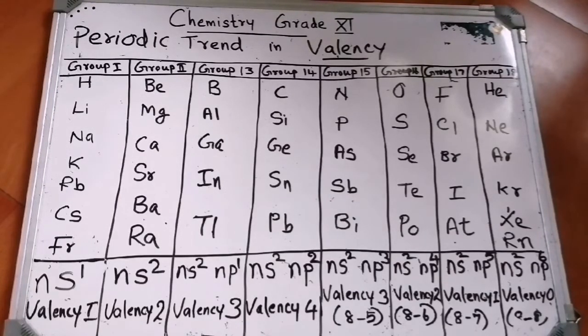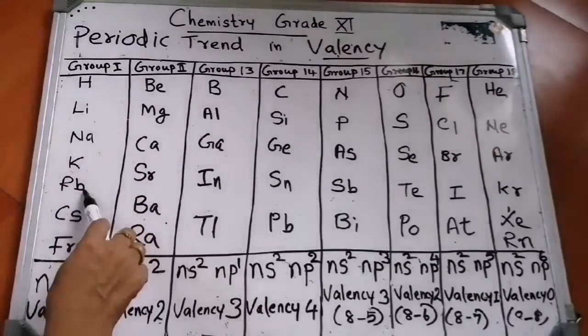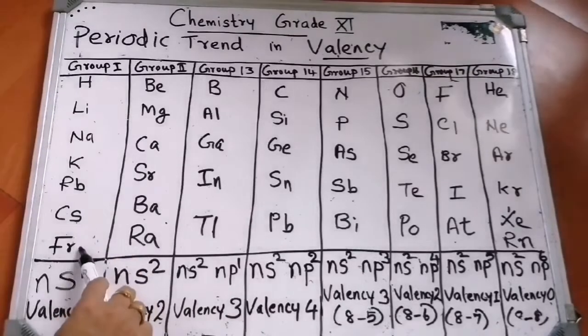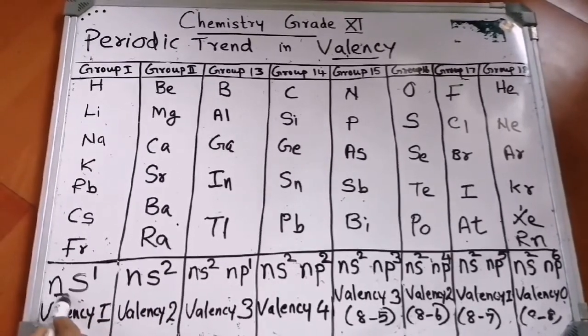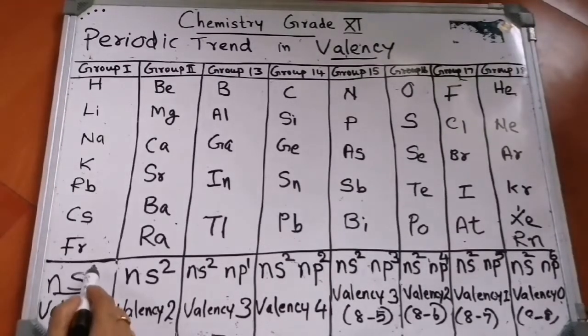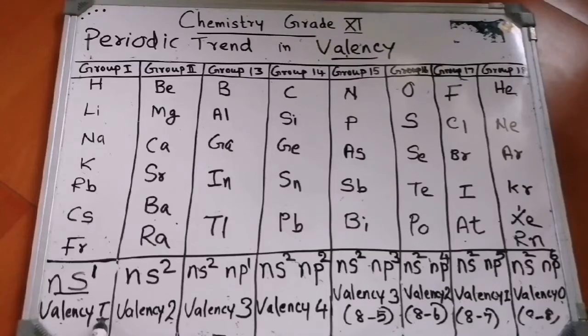The valency of representative elements is equal to the number of electrons in the outermost shell or 8 minus the number of electrons in the outermost shell. For group 1 elements, which include hydrogen, lithium, sodium, potassium, rubidium, cesium and francium, they have the outer electronic configuration ns1. As there is only one electron in the outer shell, the valency is 1.